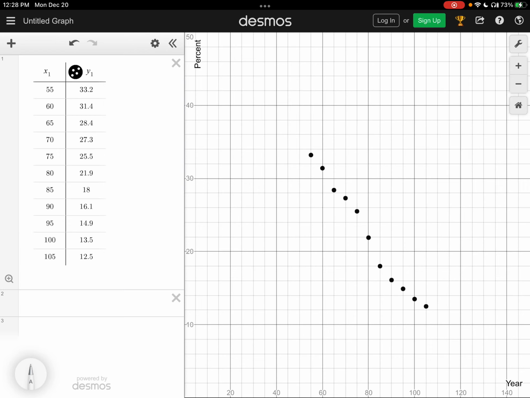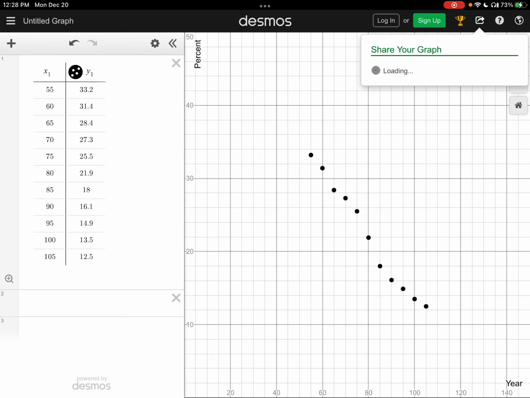Now what we're going to see is, there we go, we have all our points. They're looking really good there. What's nice, FYI, about Desmos is you can export this graph if you ever wanted to. I just wanted to show you that. You can even create a login and sign up if you wanted.